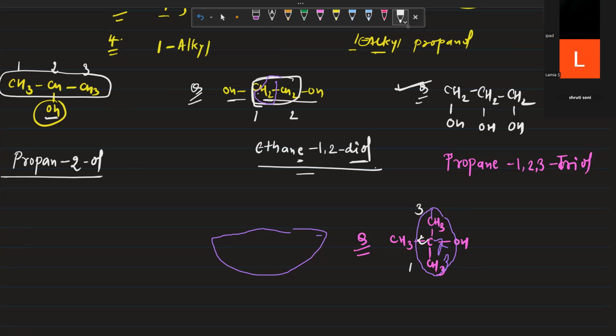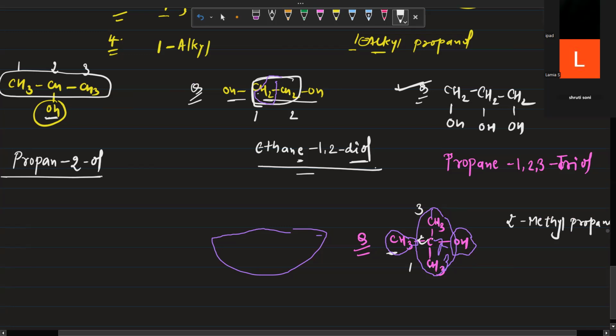Okay, so you have this group that's an alkyl group, standing out of the longest chain, and this one is methyl. So methyl, prop... 2-methylpropanol. Is this IUPAC name correct?